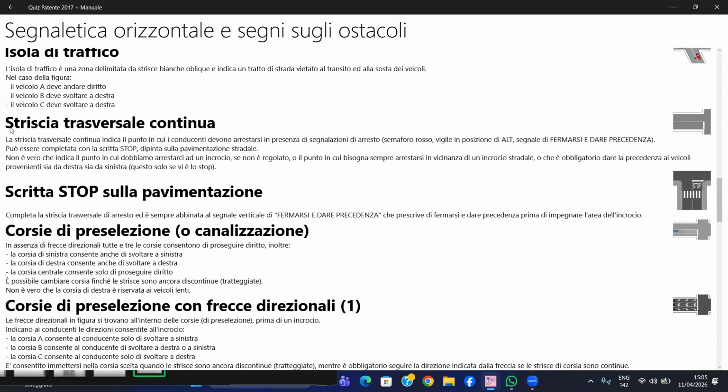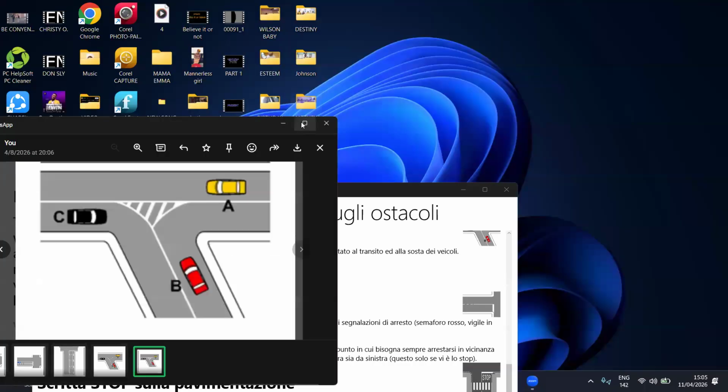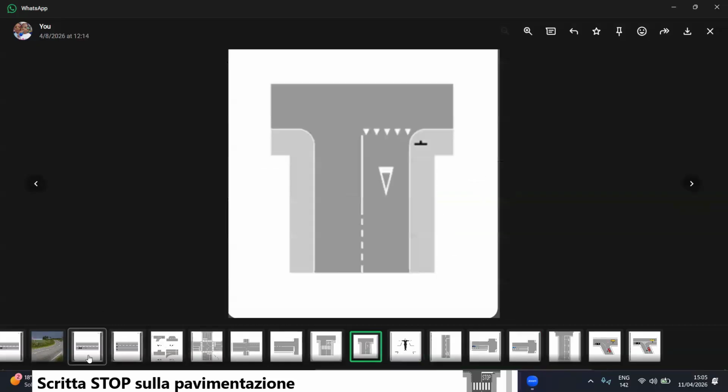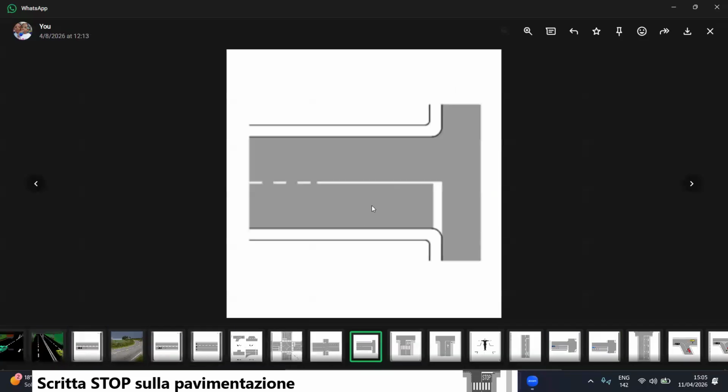Let's discuss striscia traversale continua. Striscia traversale continua. Let me show you something here. I think I have it at the back side here. I'm coming. Okay, I think this one. Yeah, this is what we want to discuss today. Striscia traversale continua. This one.